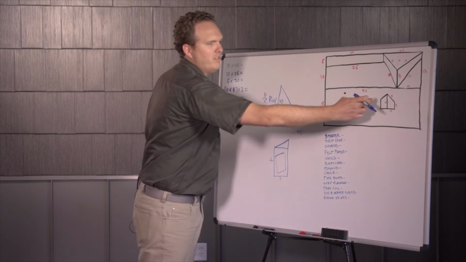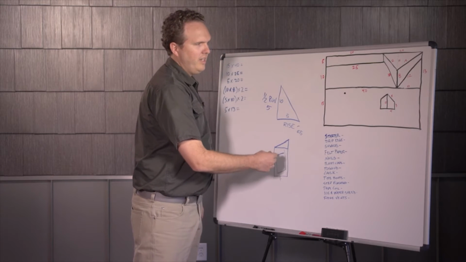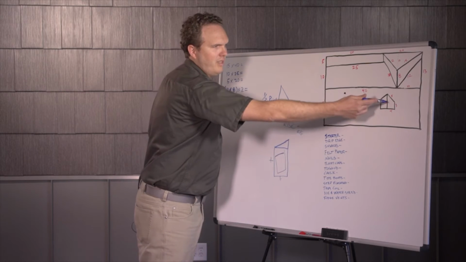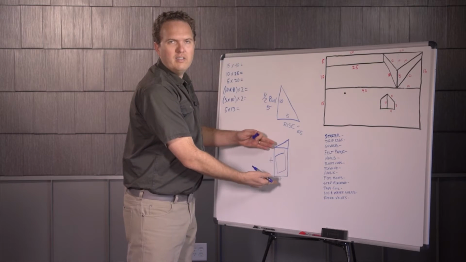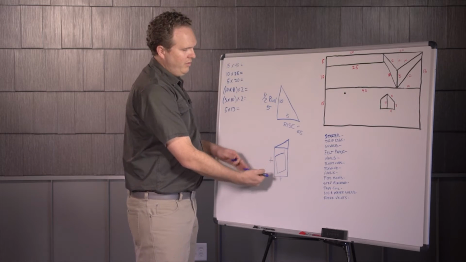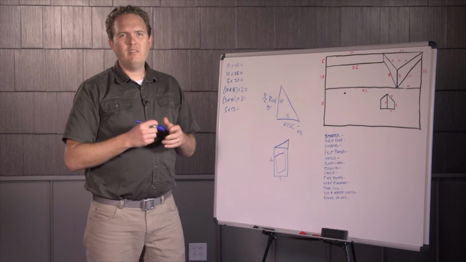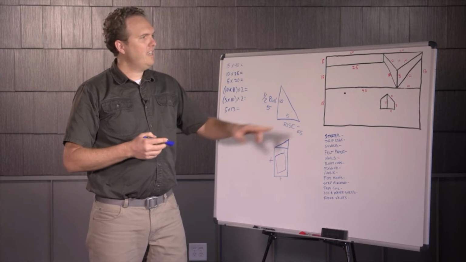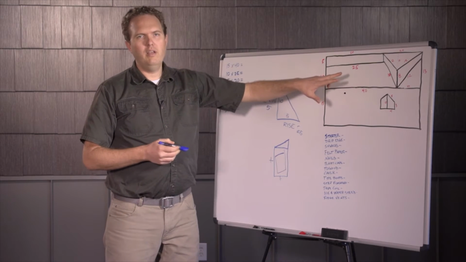So in this case, for this little dormer roof, we're going to figure the area of this and then multiply it times 2, because the other side's exactly the same as this shape. So rectangles and triangles. That's the basic formulas that you're going to need to calculate all these different areas.